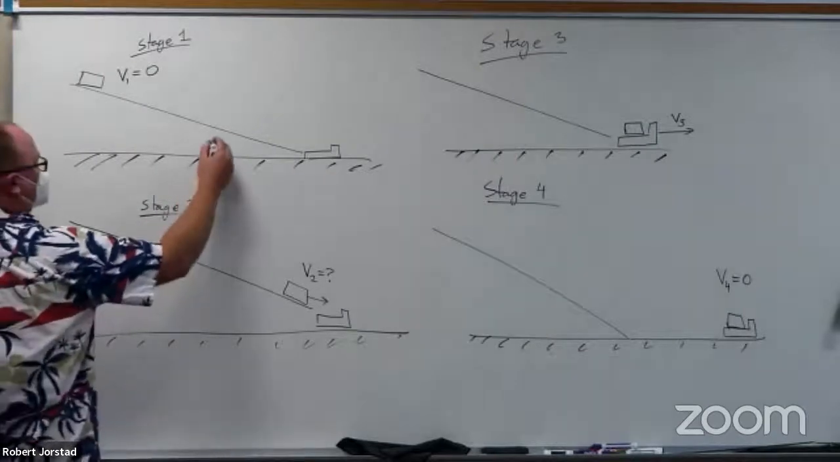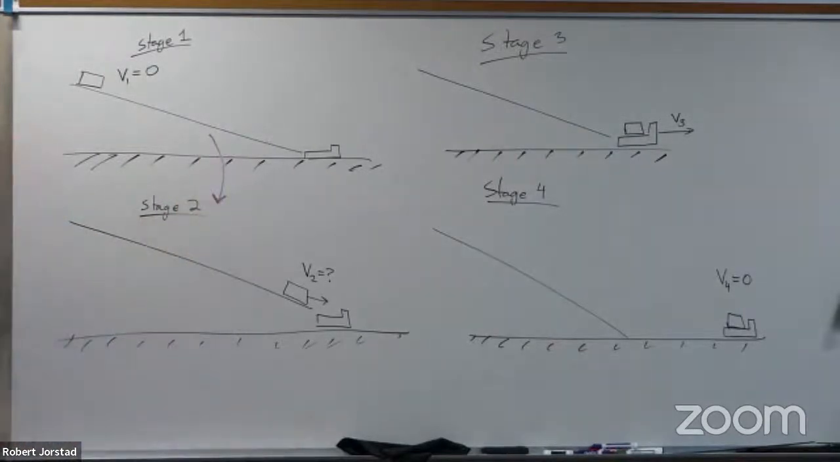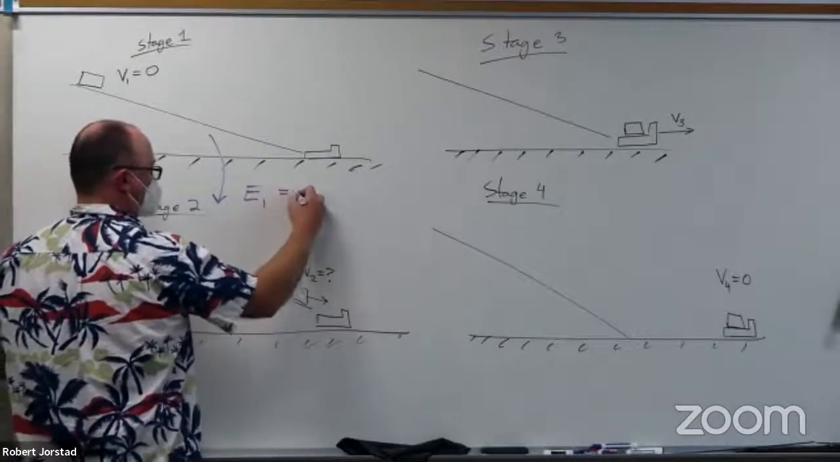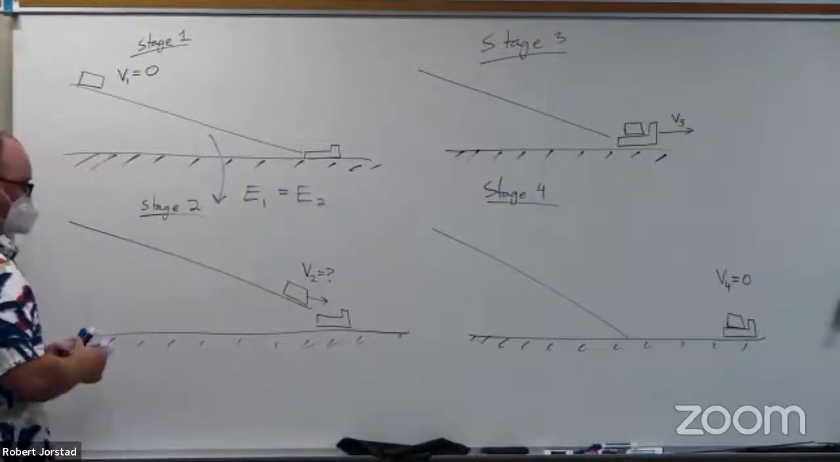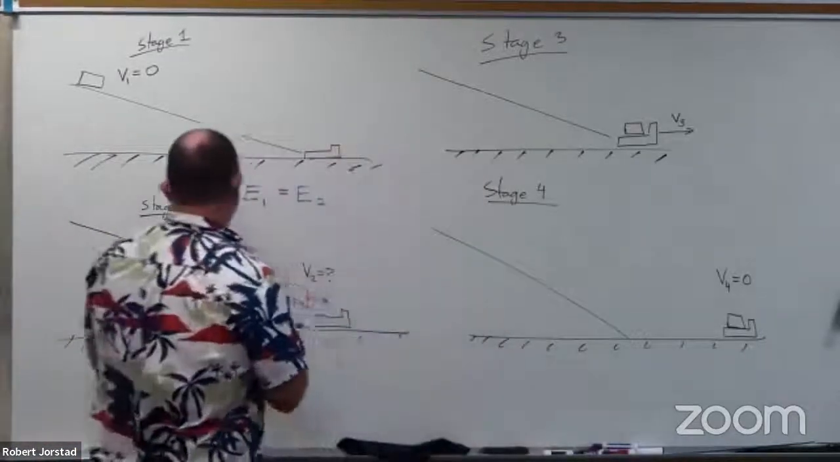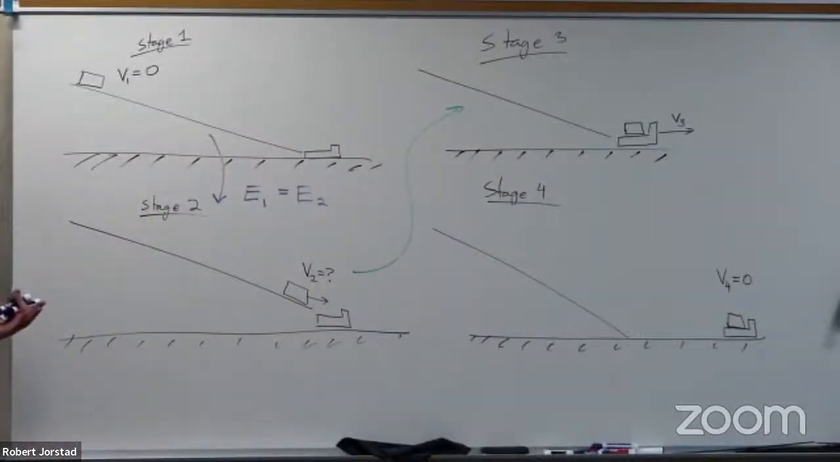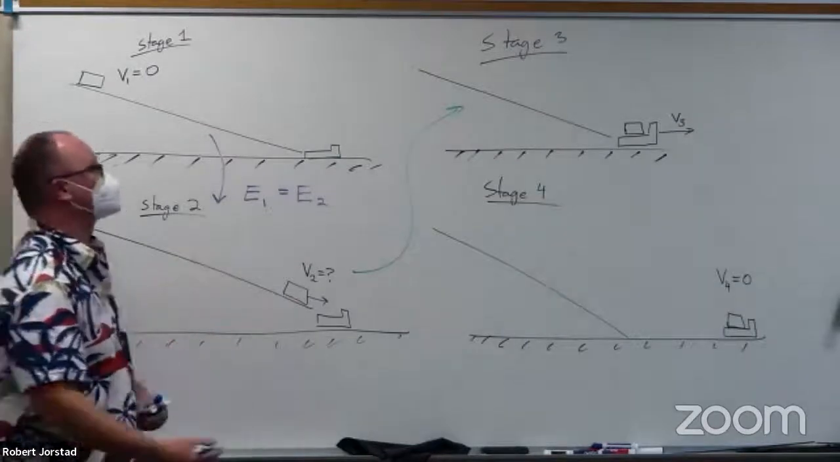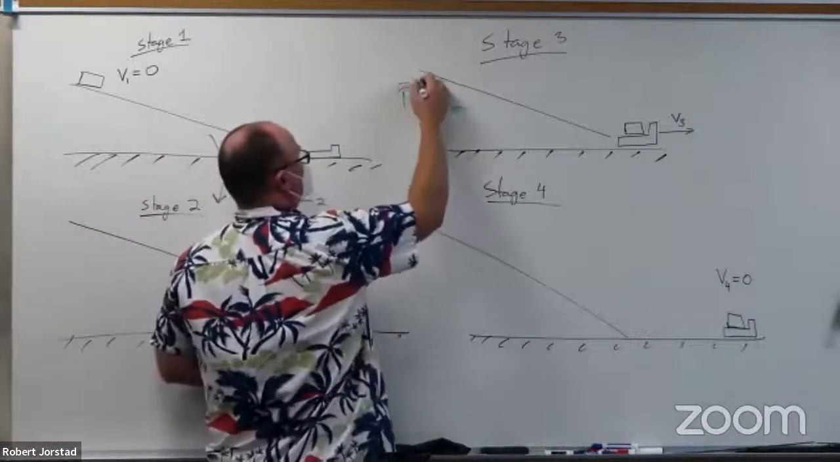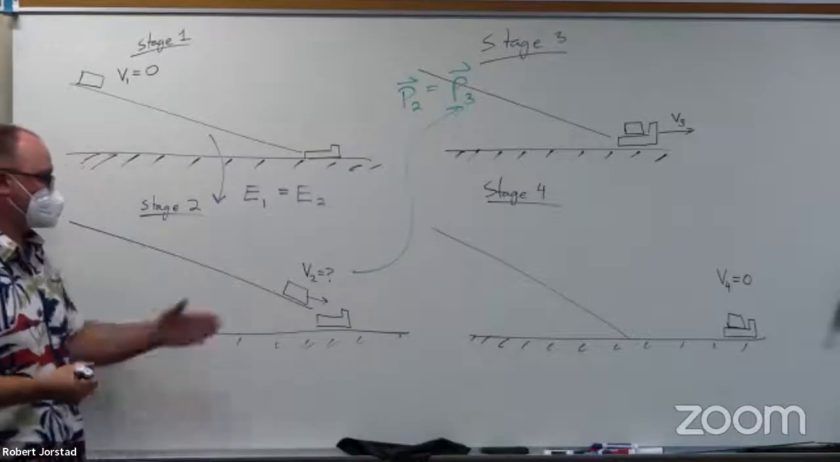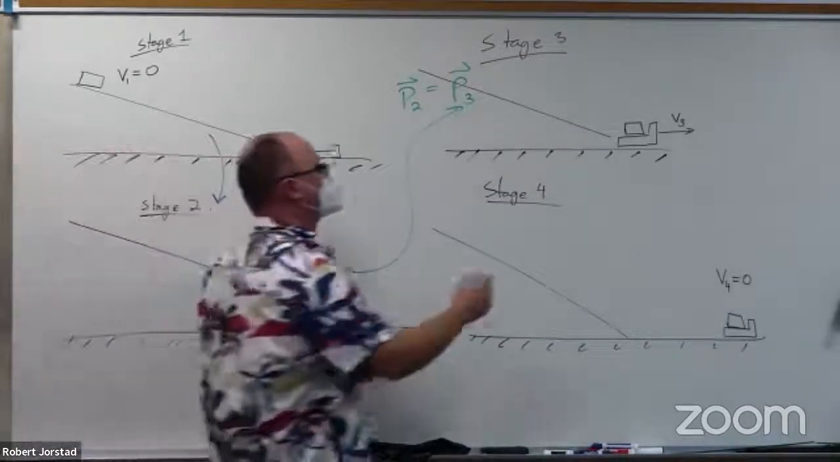Between stage 1 and stage 2, what type of problem should we do? What do you think? Is it momentum or energy or both or which? Energy. It's one block sliding around. There's been no collision yet. So I would say E1 equals E2. How about between stage 2 and stage 3? What type of problem does that look like? Momentum. There's a collision. So I would say P2 equals P3. What type of collision is this?